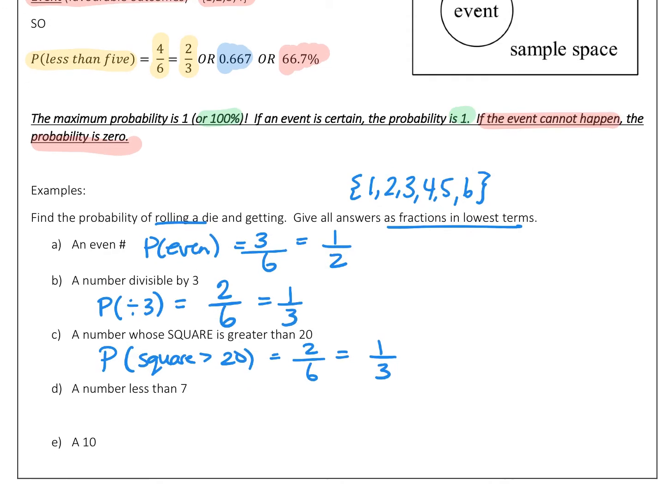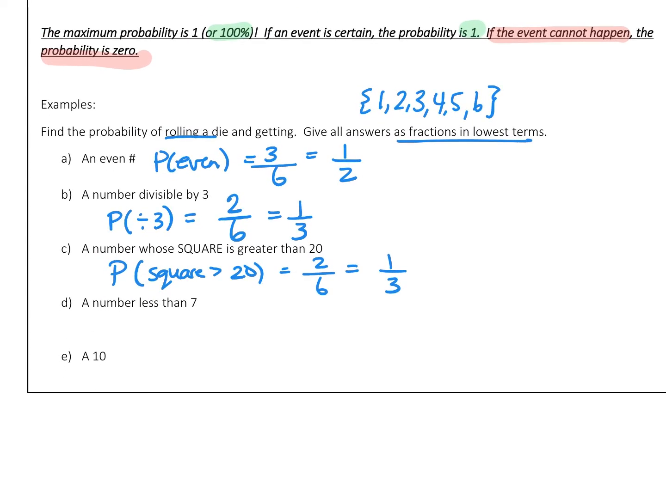Okay, the probability of getting a number less than 7, so probability of less than 7. Well, out of the 6 possible numbers you can get, all of them are less than 7, so 6 out of 6 is 1, right, or a 100% chance that's going to happen. And the probability of getting a 10, well, out of the 6 outcomes, none of them are 10, so that's a probability of 0.